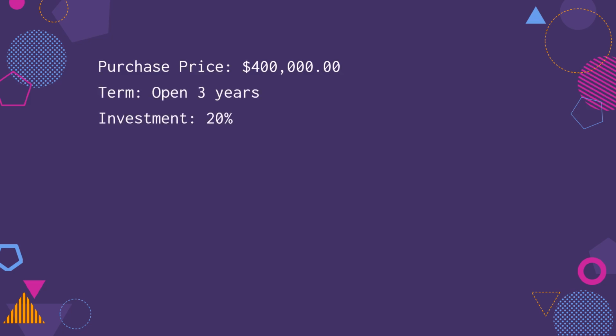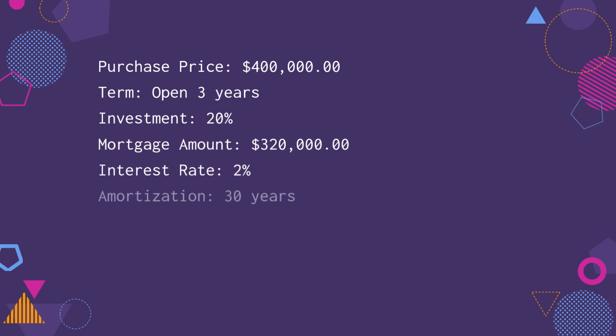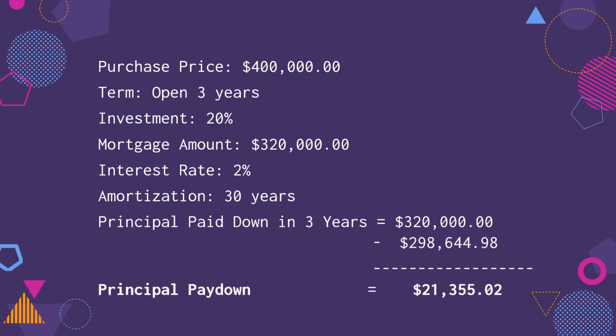So if we calculate on the amortization calculator with a purchase price of $400,000, 3-year term, 20% down payment, mortgage amount $320,000, 2% interest per annum, and amortization of 3 years, the principal pay down in 3 years will be $21,355.02. This amount becomes additional profit for the investor.